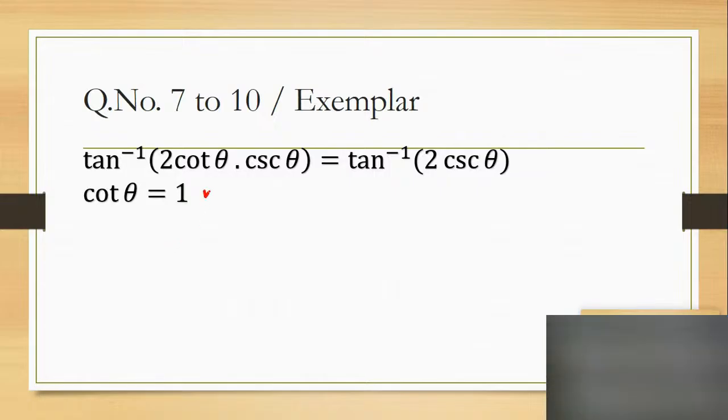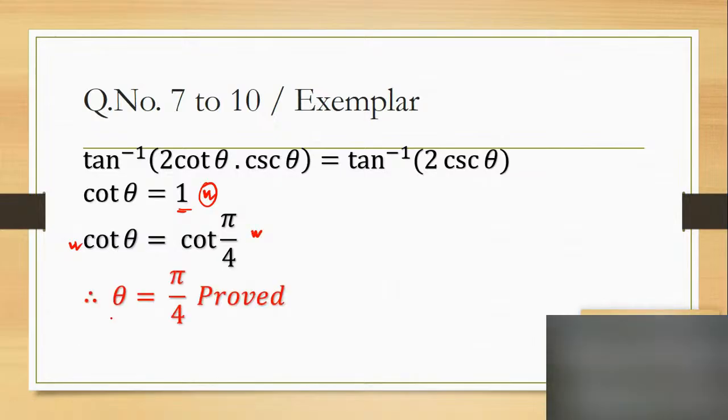Here will be cot theta equal to 1. We know that the value of cot theta equal to 1 is cot pi by 4. So we write down here cot theta equal to cot pi by 4. Therefore, theta equal to pi by 4, proved. So this question asks us to prove this, and I hope that there is no problem to understand the solution of question number 8.